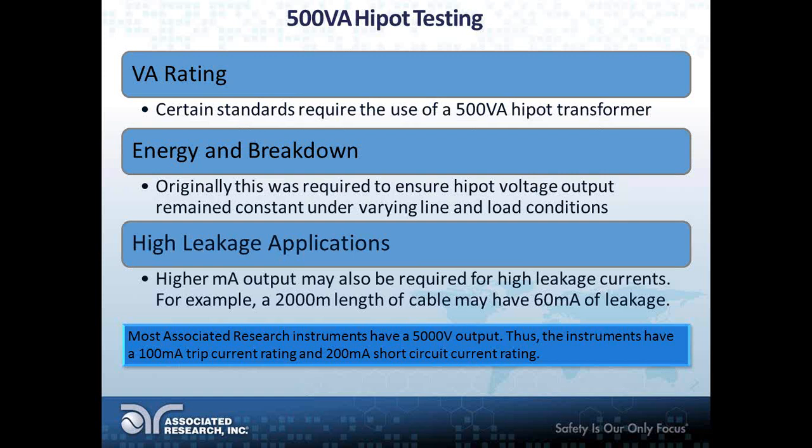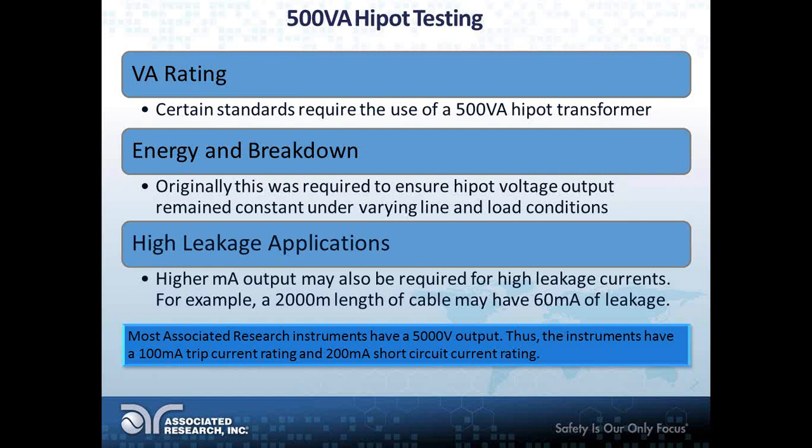But just to give you a rundown, what's the VA rating? Well, it's literally just the power output rating of the Hipot transformer. You take, as you would with any power supply, voltage multiplied by the total max current, or the capable current that it can read, and you have yourself a VA-rated Hipot transformer. There are certain standards that require the use of a 500 VA Hipot transformer. It has to do with energy and breakdown. Really, why would you require 500 VAs on a Hipot transformer?